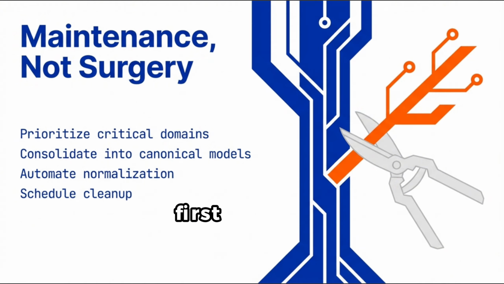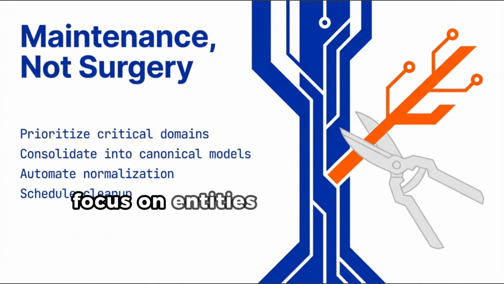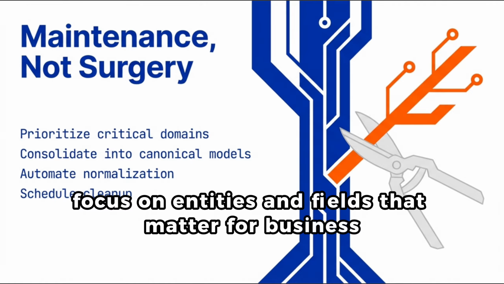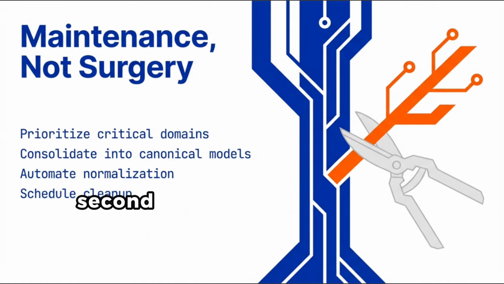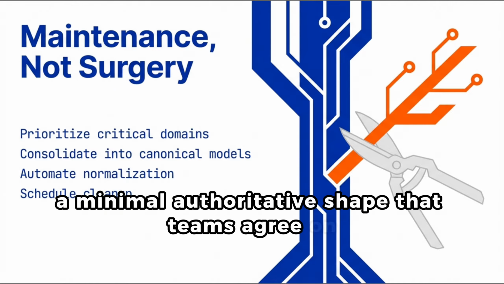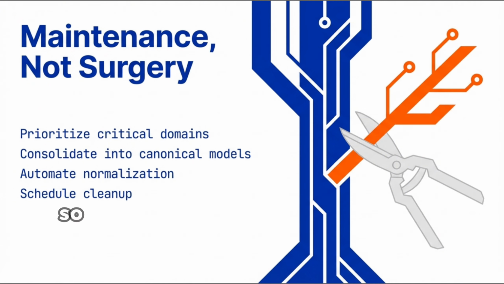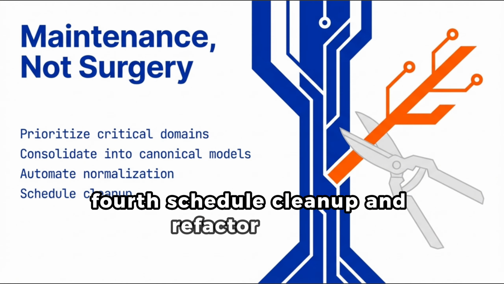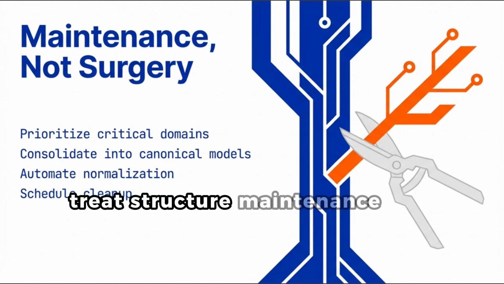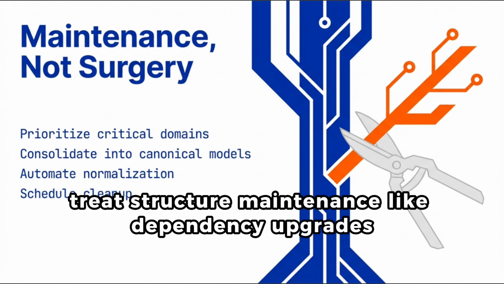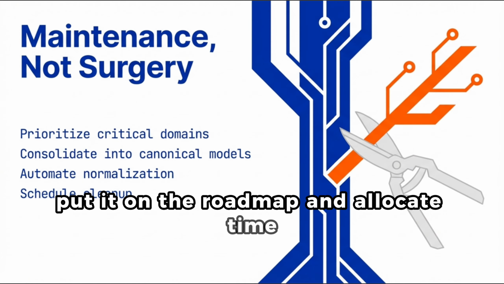First, prioritize. Focus on entities and fields that matter for business, KPIs and models. Second, consolidate a canonical model for those critical domains, a minimal, authoritative shape that teams agree on. Third, automate normalization at ingestion so consumers see consistent shape even if producers vary. Fourth, schedule cleanup and refactor cycles. Treat structure maintenance like dependency upgrades, put it on the roadmap and allocate time.